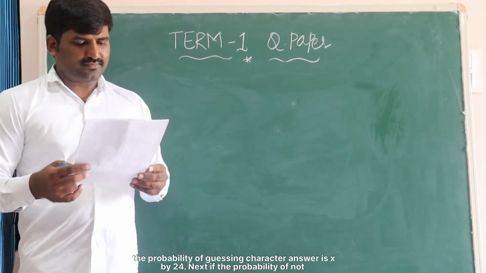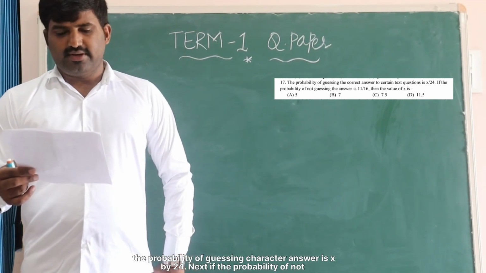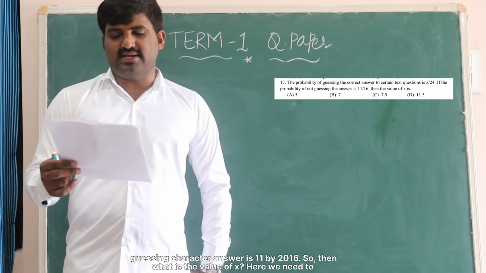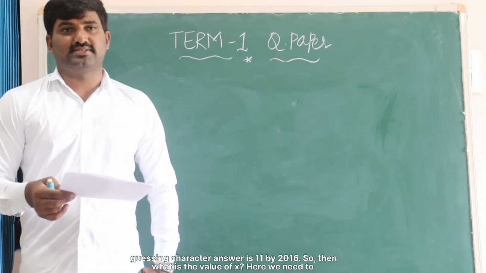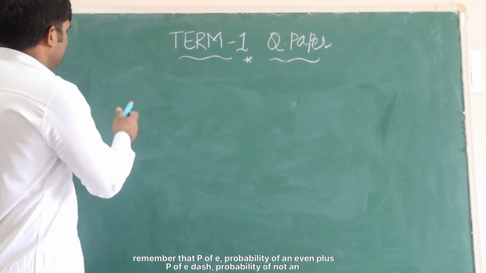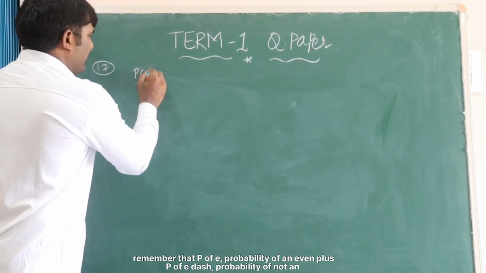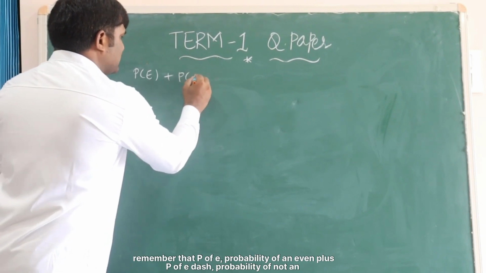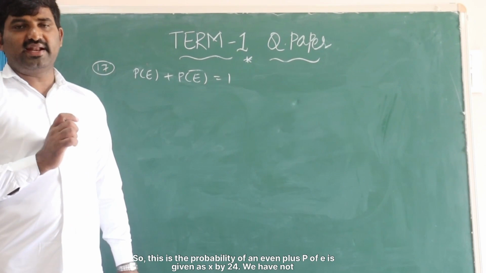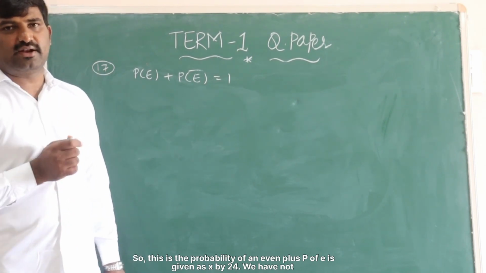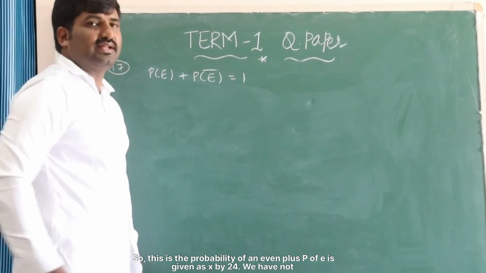17th question. The probability of guessing the correct answer is x by 24. Next, the probability of not guessing the correct answer is 11 by 16. Then what is the value of x? Here we need to remember that P of E, the probability of an event, plus P of E dash, the probability of not an event, is equal to 1. Guessing the answer, I will take as the probability of an event. Not guessing the answer is the probability of not an event, that is E dash.